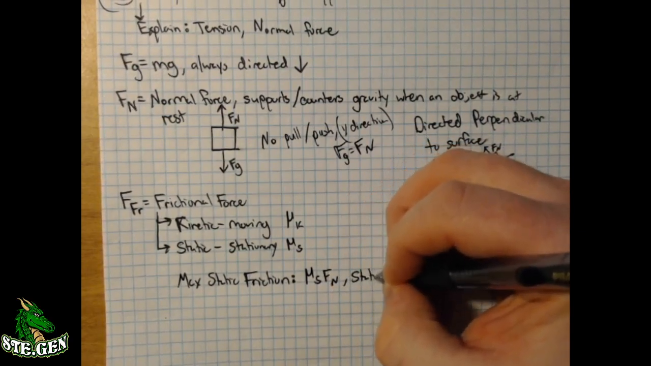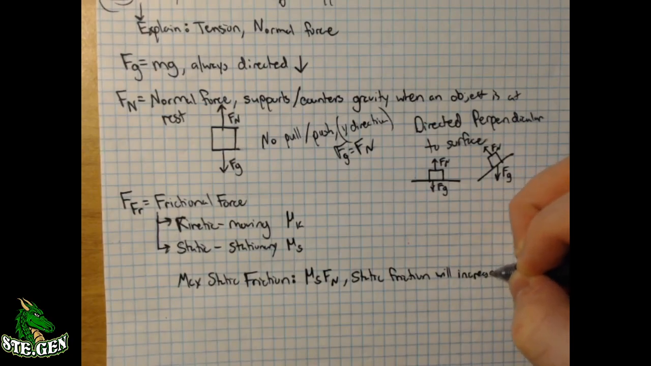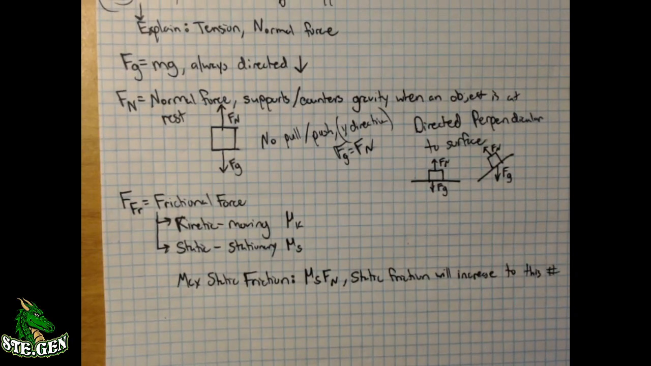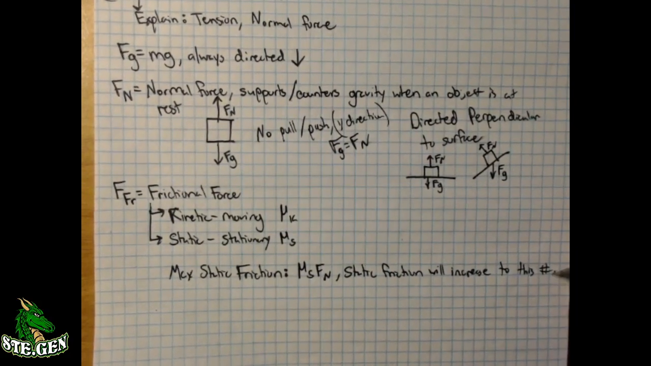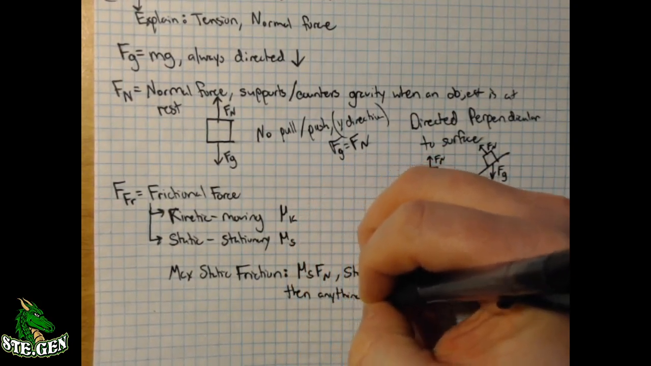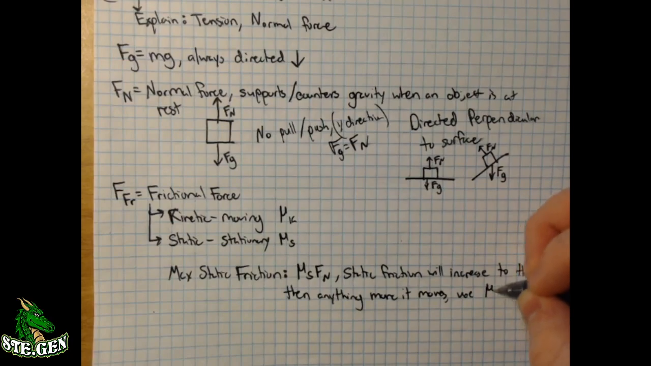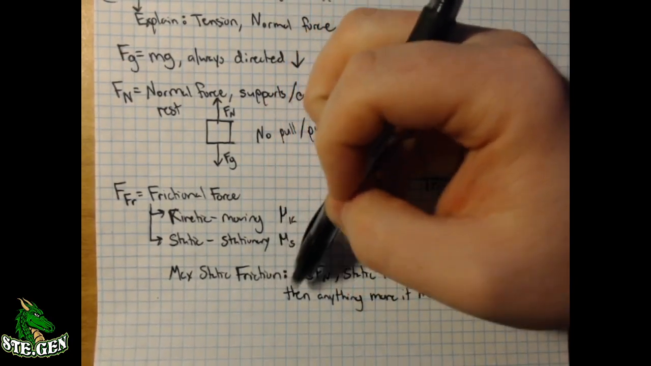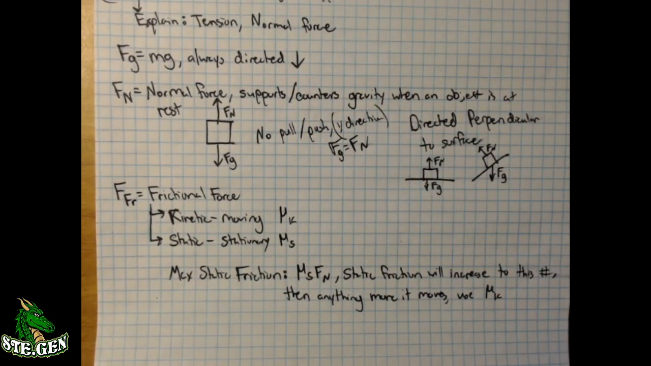So static friction will increase to this number. So if it's 100, the maximum static friction is 100. If it's 400, the maximum static friction is 400, whatever it is. And then if the force increases past that number, anything more, it moves. And you have to now use mu k. And again, this is the maximum static friction. If you push sideways with a force of 5 newtons, as long as 5 is not its limit, 5 newtons is what will be pushed back on you to keep it still.